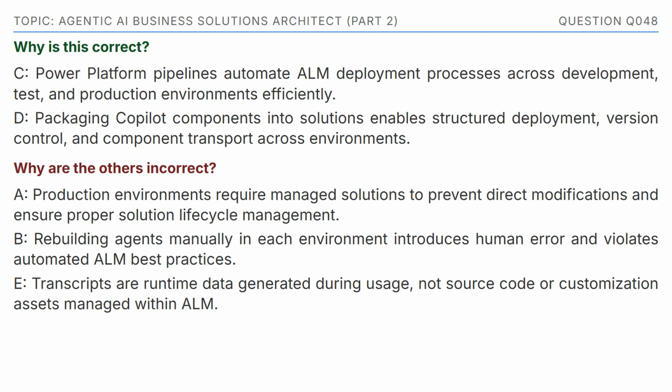Why are the others incorrect? A. Production environments require managed solutions to prevent direct modifications and ensure proper solution lifecycle management. B. Rebuilding agents manually in each environment introduces human error and violates automated ALM best practices. E. Transcripts are runtime data generated during usage, not source code or customization assets managed within ALM.